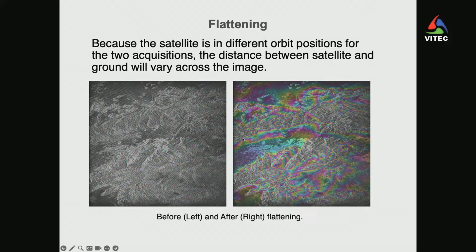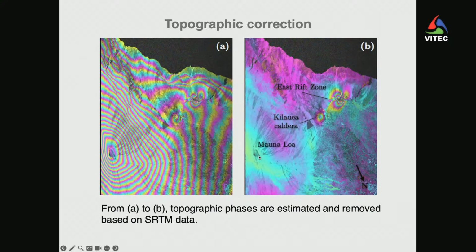That is called the flattening process, which leaves us with the surface topography signal and also the deformation signal. After that comes the topography correction. The image on the left is a Hawaii Island image. You can see that it's upside down. It's actually not wrong, because this is in radar coordinates.